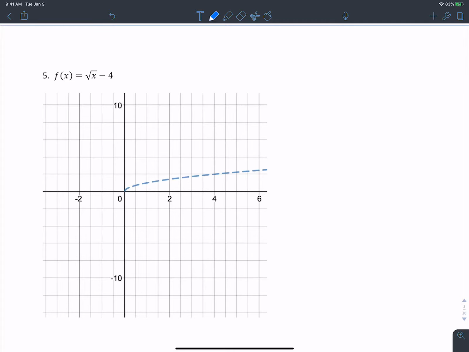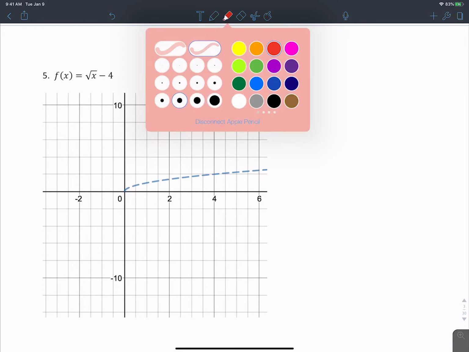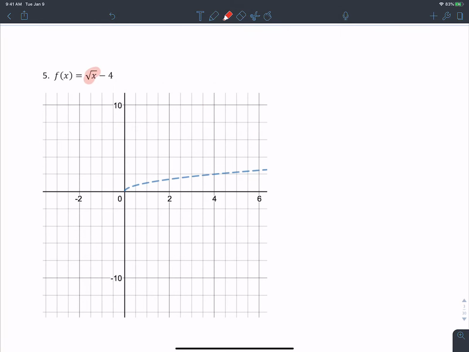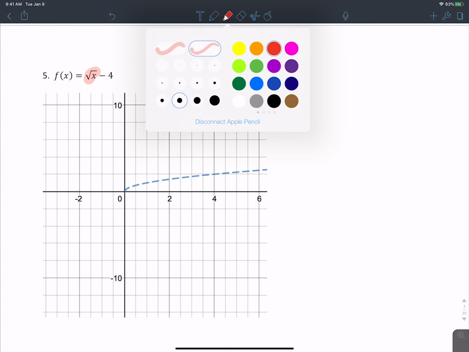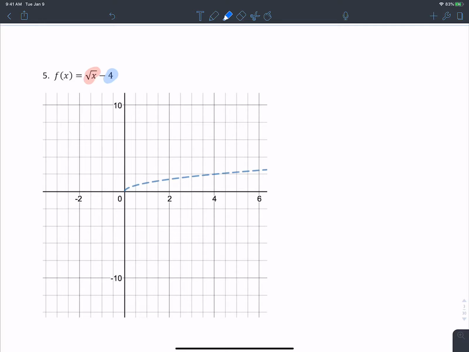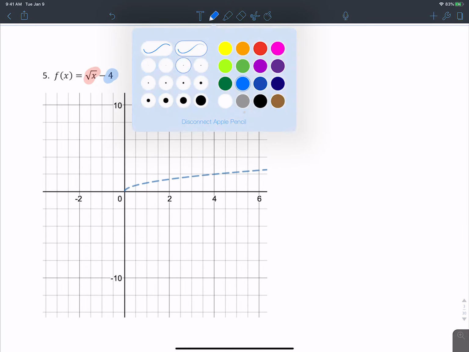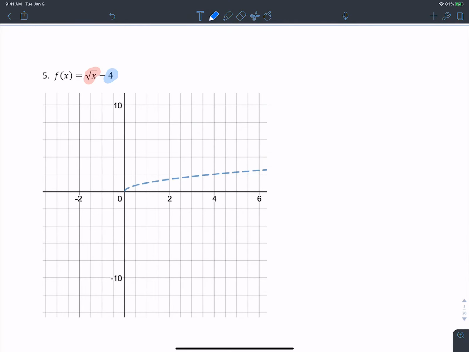So we look at this next question, number 5. This question here, I'm going to point out, we have the square root curve, which is why you see the square root in this picture. But because you have here minus 4, that simply means we shift the square root curve down 4 units.